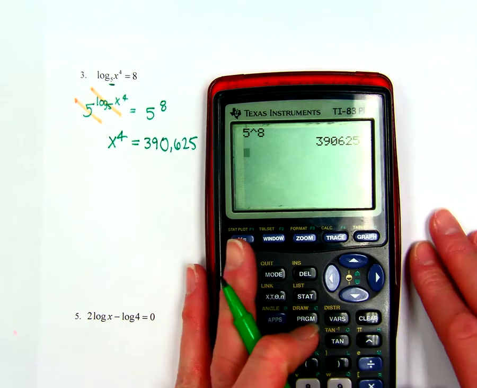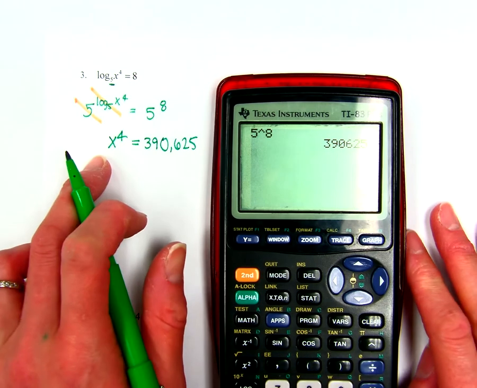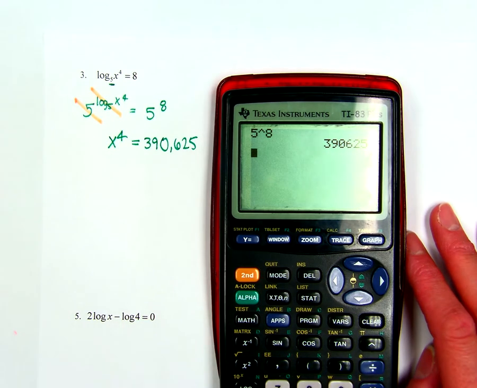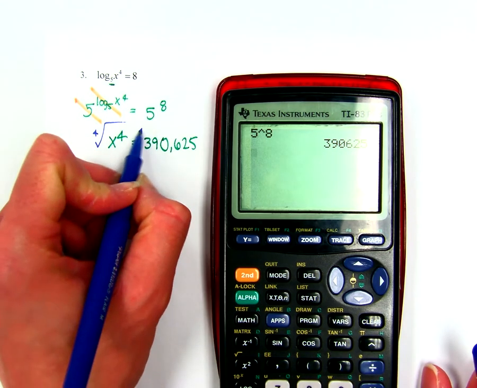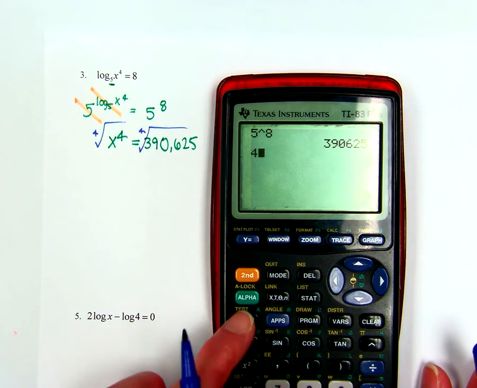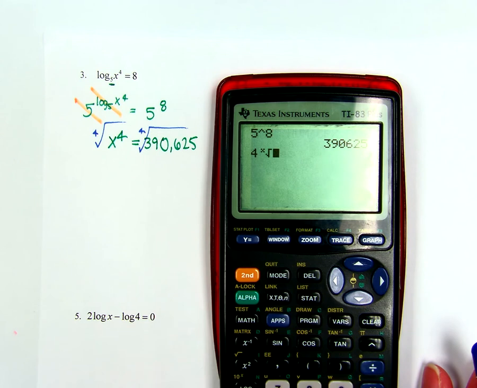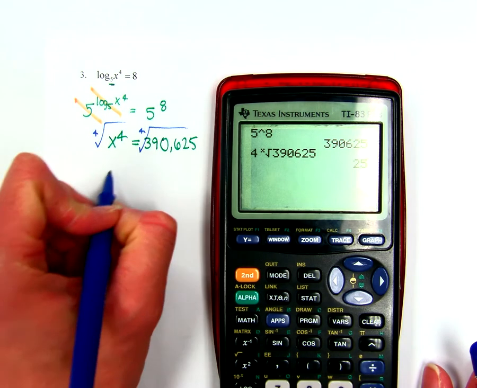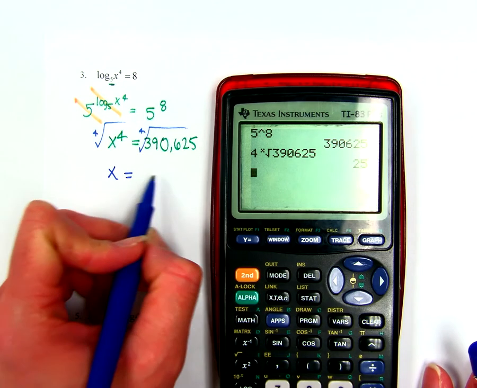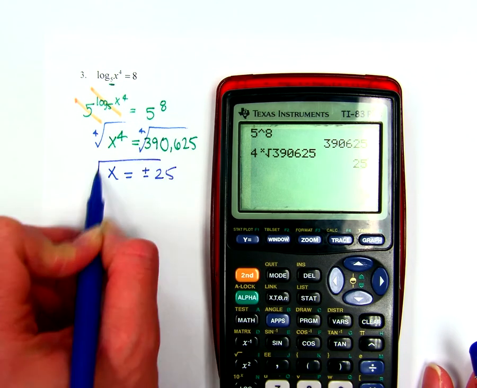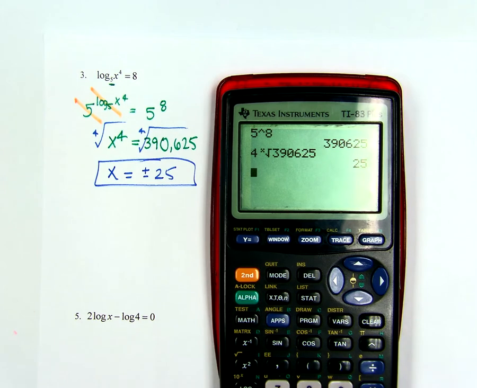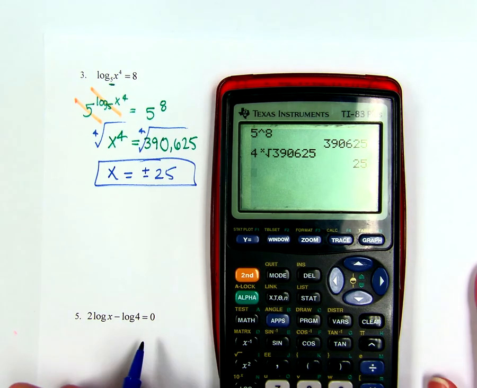390,625. All right, so now to solve this, I'm going to take the 4th root of each side. That can undo that, so I'm going to do the 4th root of 390,625, and that gives me x equals 25. Actually, it gives me x equals plus or minus 25. So just like when you take the square root of both sides, you say plus or minus, you should have plus or minus here.